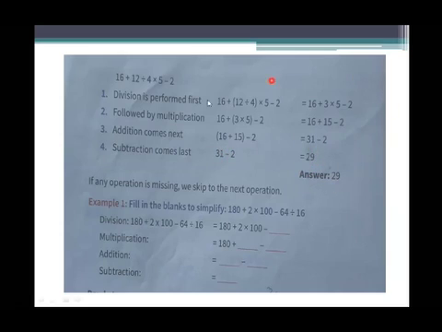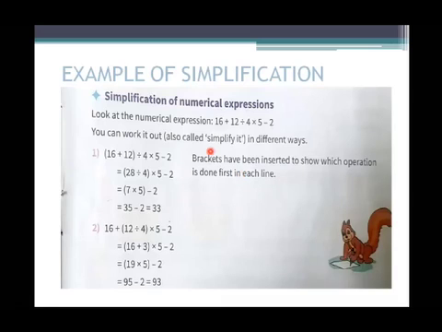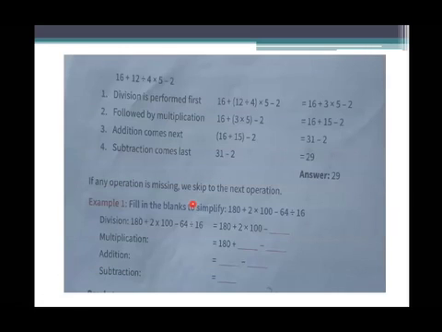So in this way, you have to do simplification. In the previous one, you had got 33 and 93. So these two are wrong. This is the way you have to do it. This is the correct answer. So let us see. If any operation is missing, we skip to the next operation.